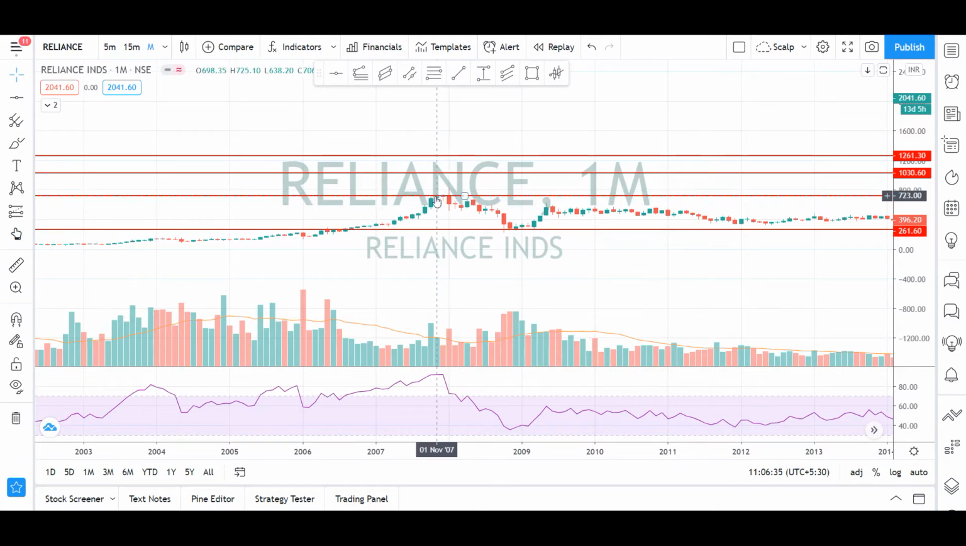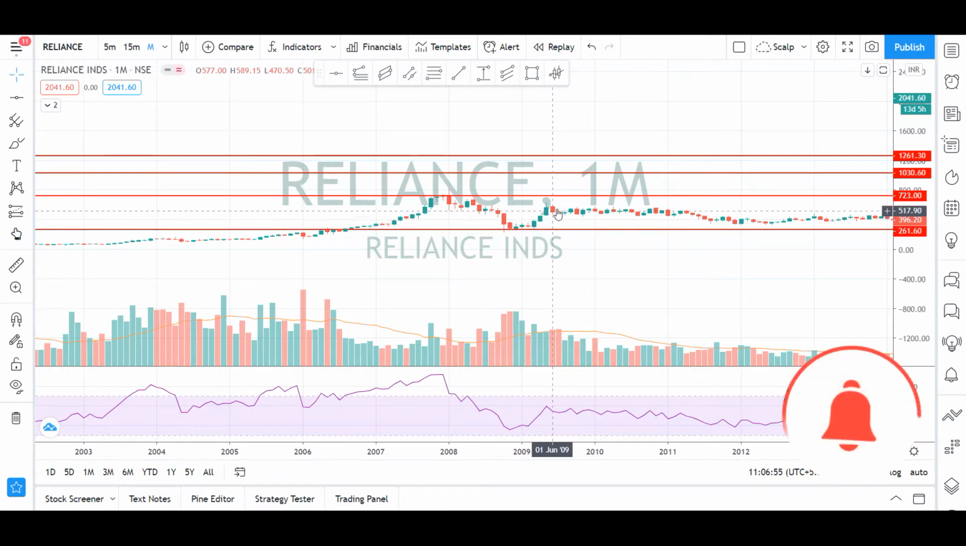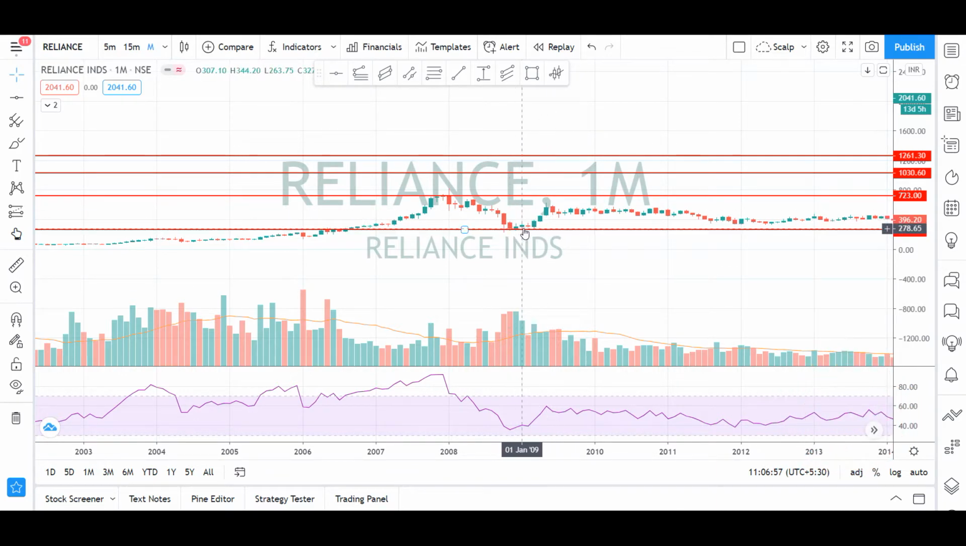Now at this level, if you see the kind of dojis and hammers getting formed, this became a resistance. Then it reversed, came back and tested the same support area. At this support area, if I'm getting a hammer or doji kind of formation, I know Reliance has a positive thing from here. So from next month onwards, Reliance will be in my radar for the breakout trades.